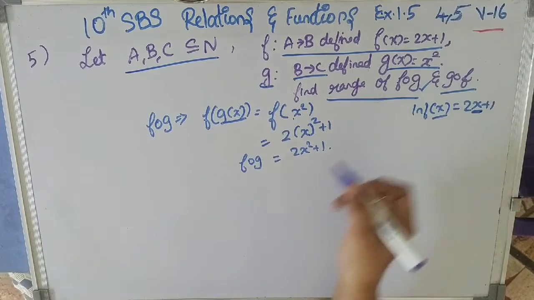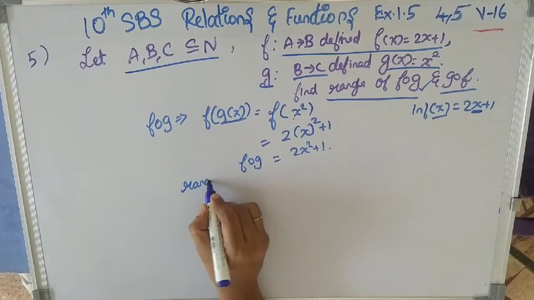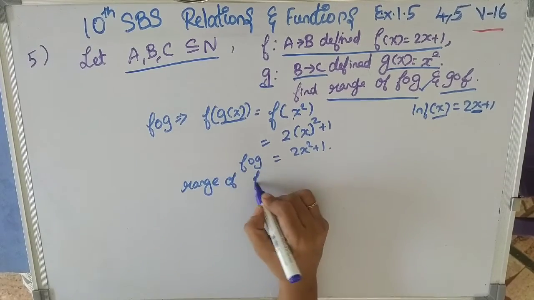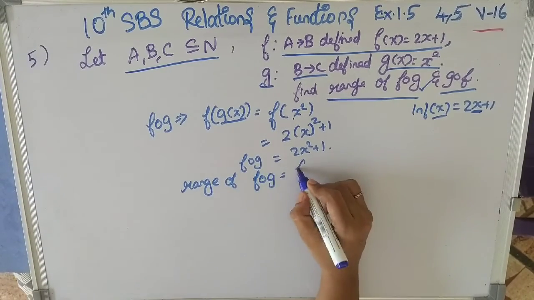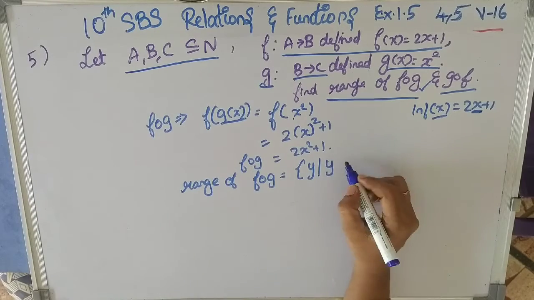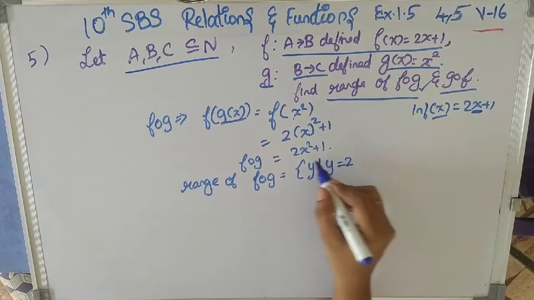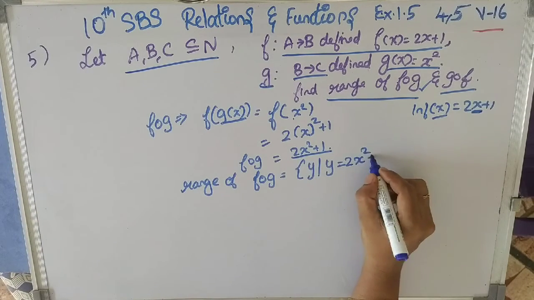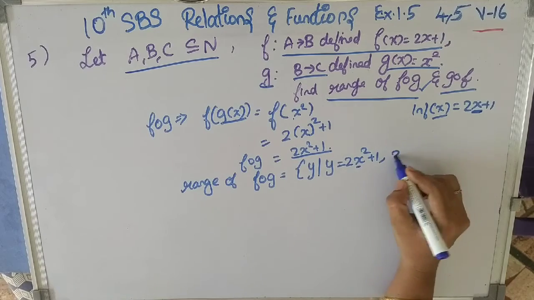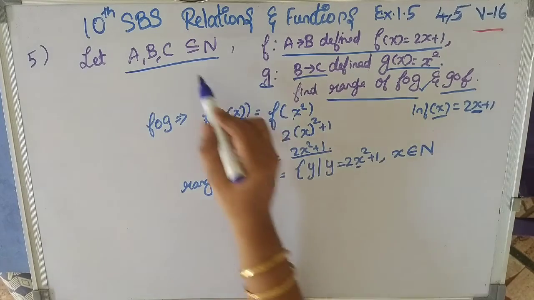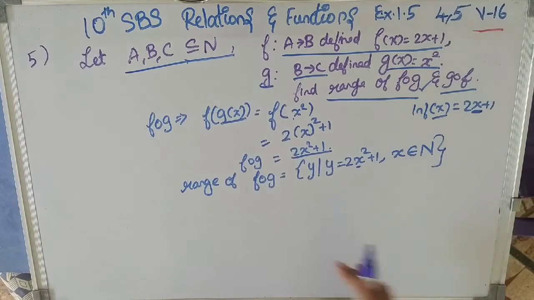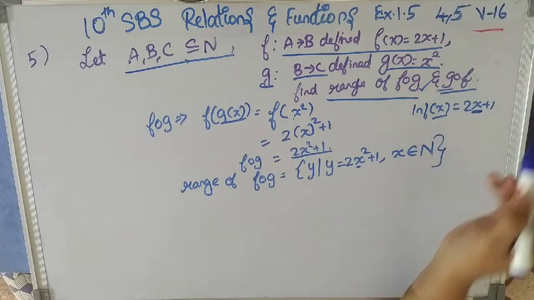Now we can write the range of f dot g. Okay. What is the range of f dot g? Range of f dot g is equal to y, where y is equal to 2x squared plus 1. Okay. 2x squared plus 1. Now we have to define what is x, isn't it? So x is an element of natural numbers. Okay. Because A, B, C are subsets of N, isn't it?